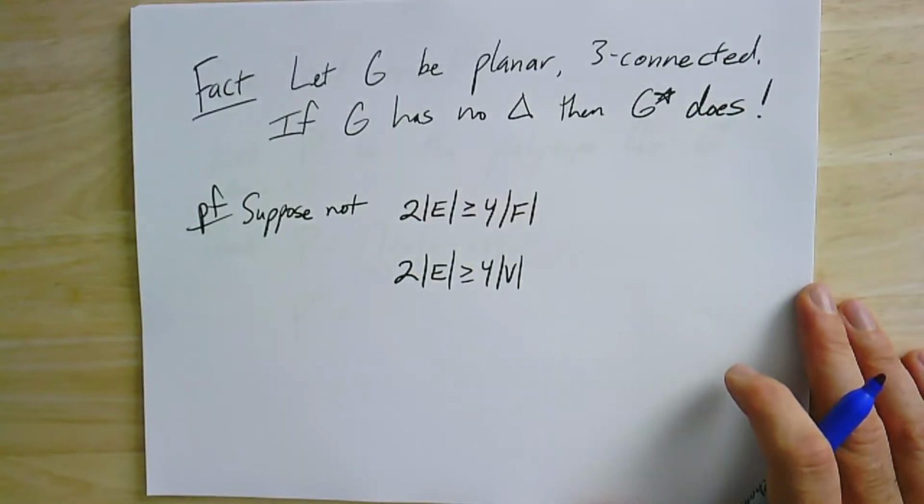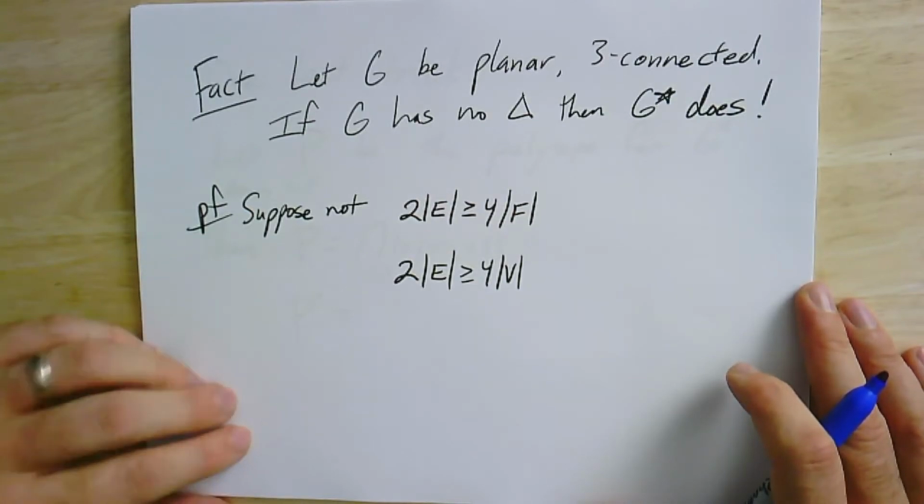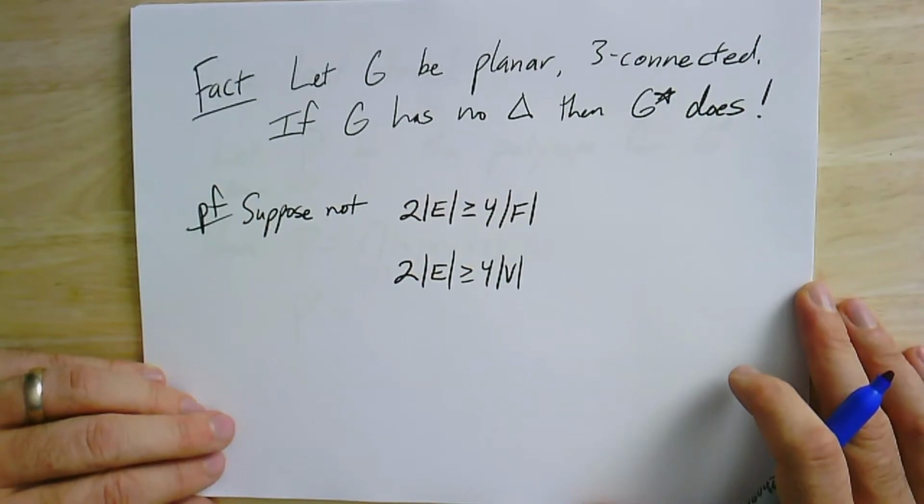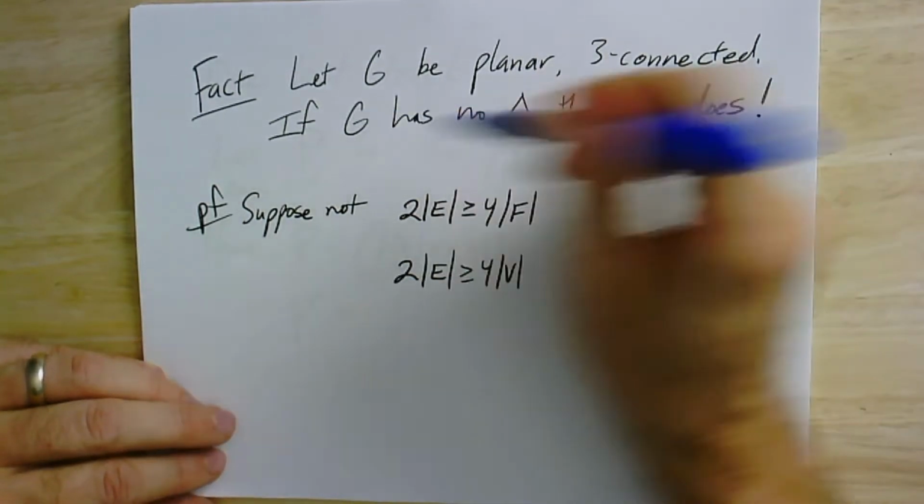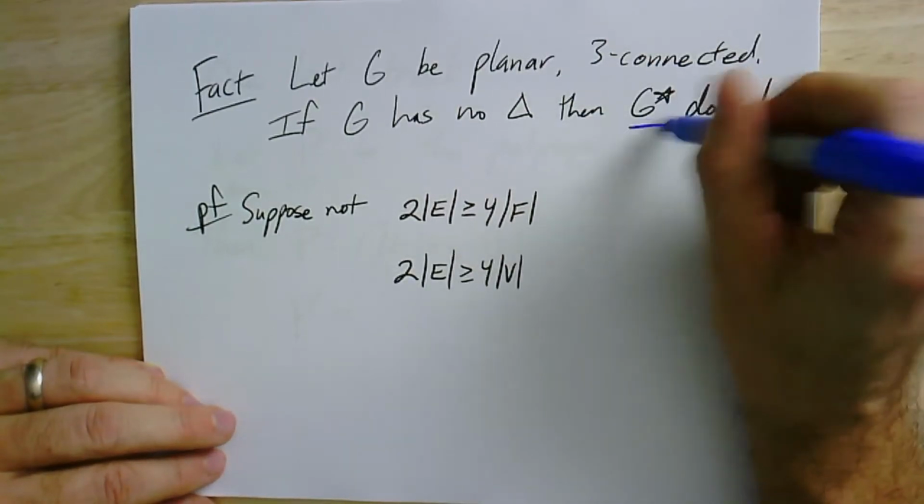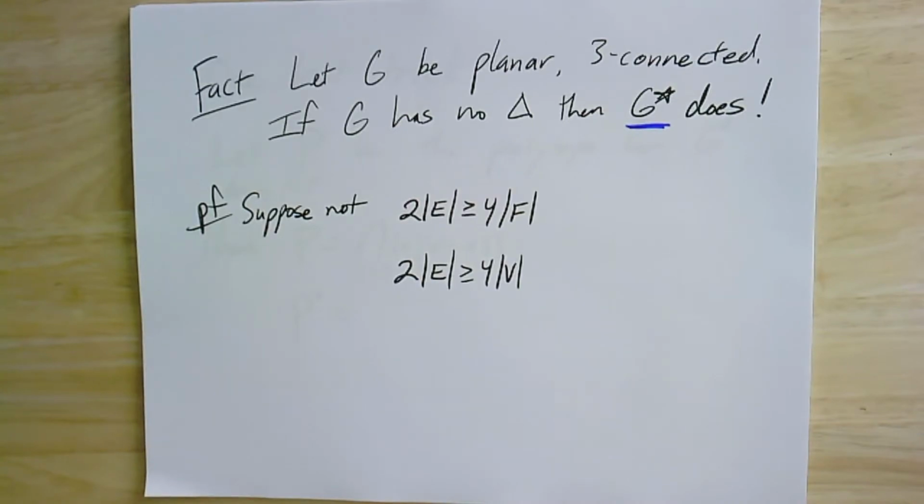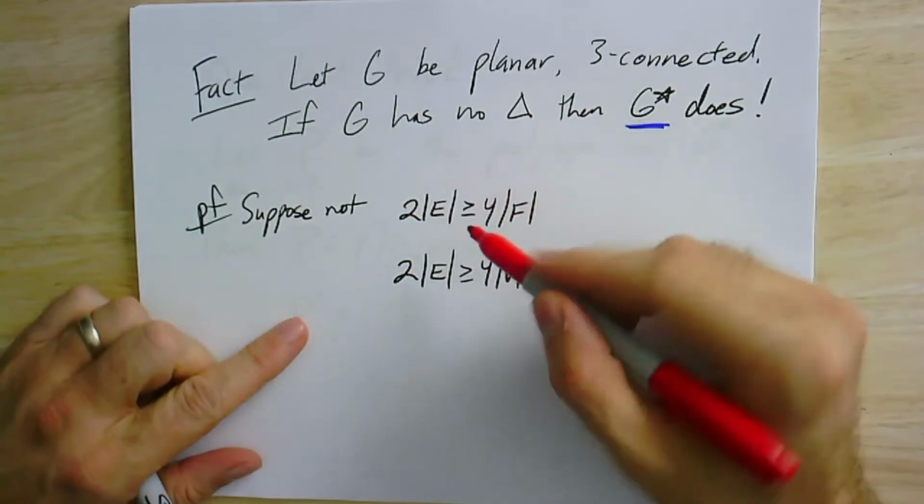So here's a crazy idea. Instead of looking at the graph itself, maybe we'll look at the dual of the graph, because we are dealing with a planar 3-connected graph. So it turns out that if G has no triangles, then its dual graph does have a triangle. Why is that true? Let's check. There are 2 things we need to look at.